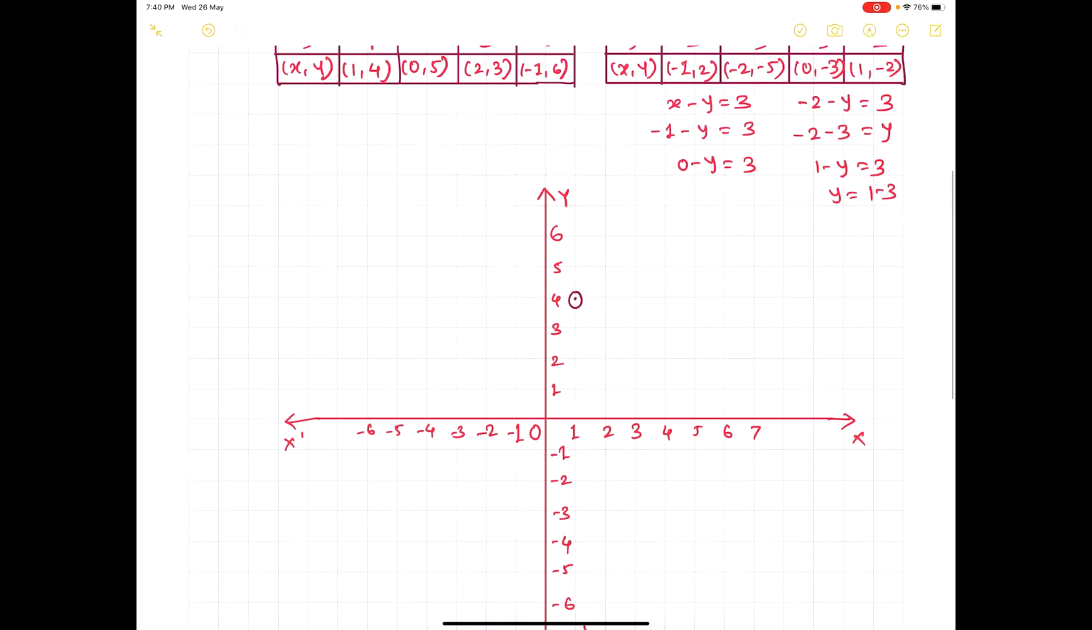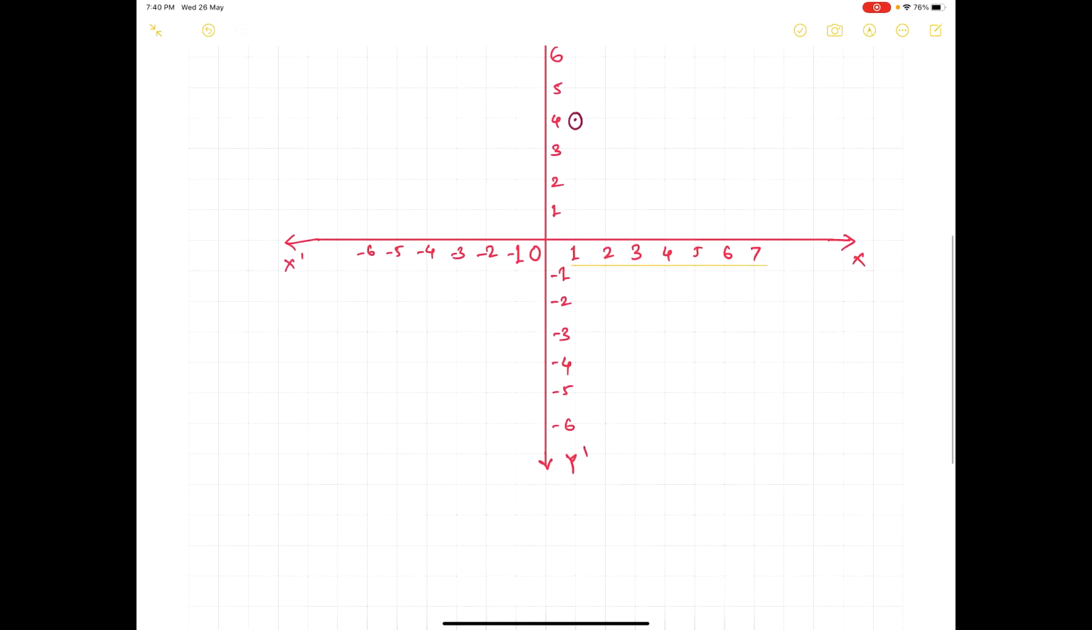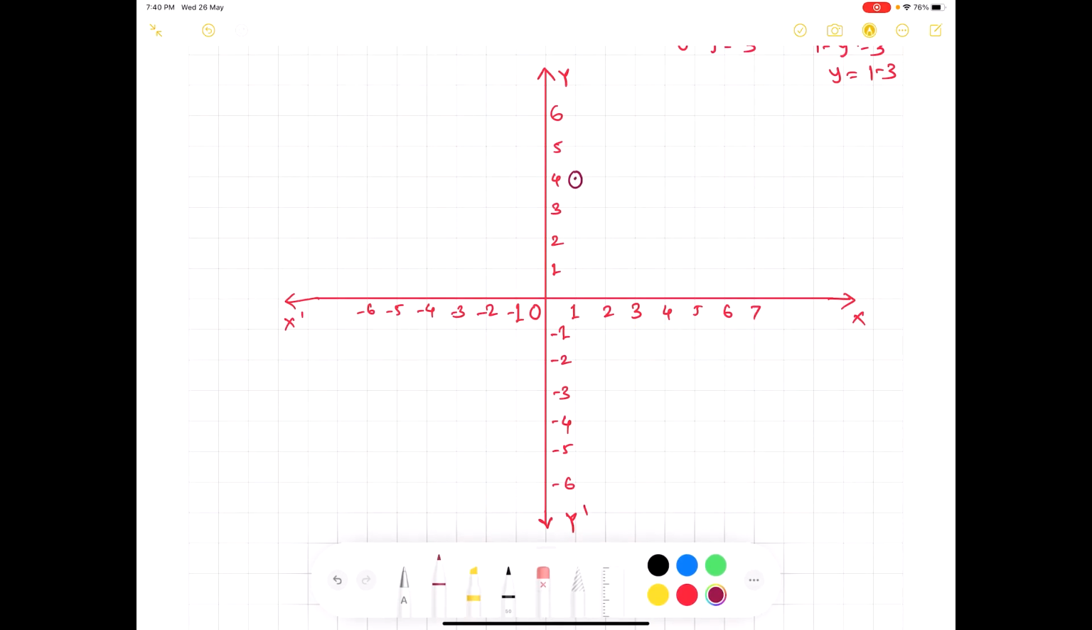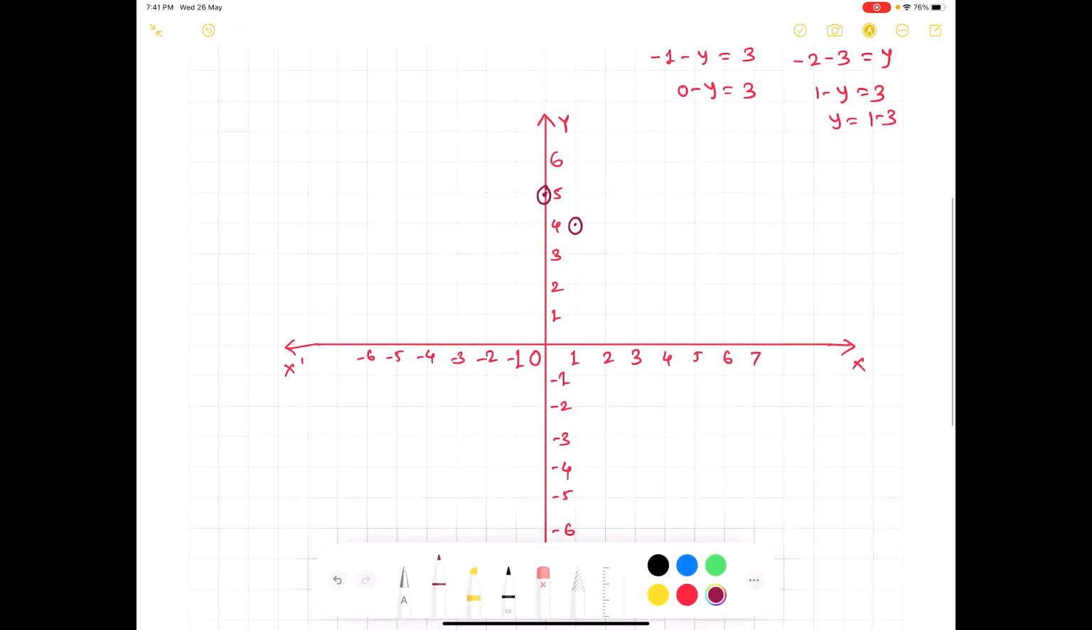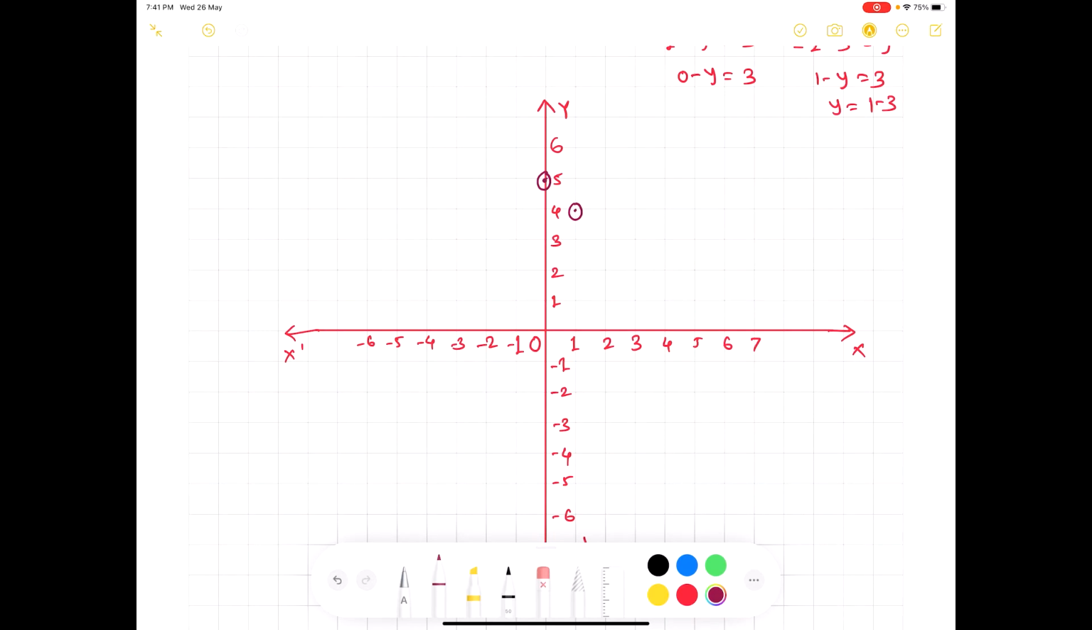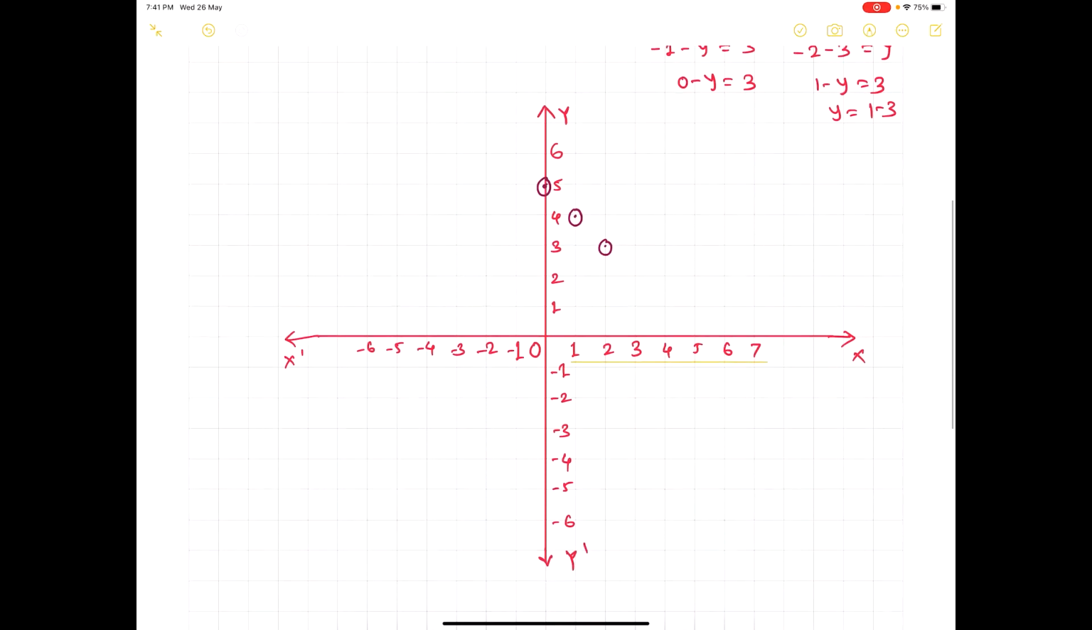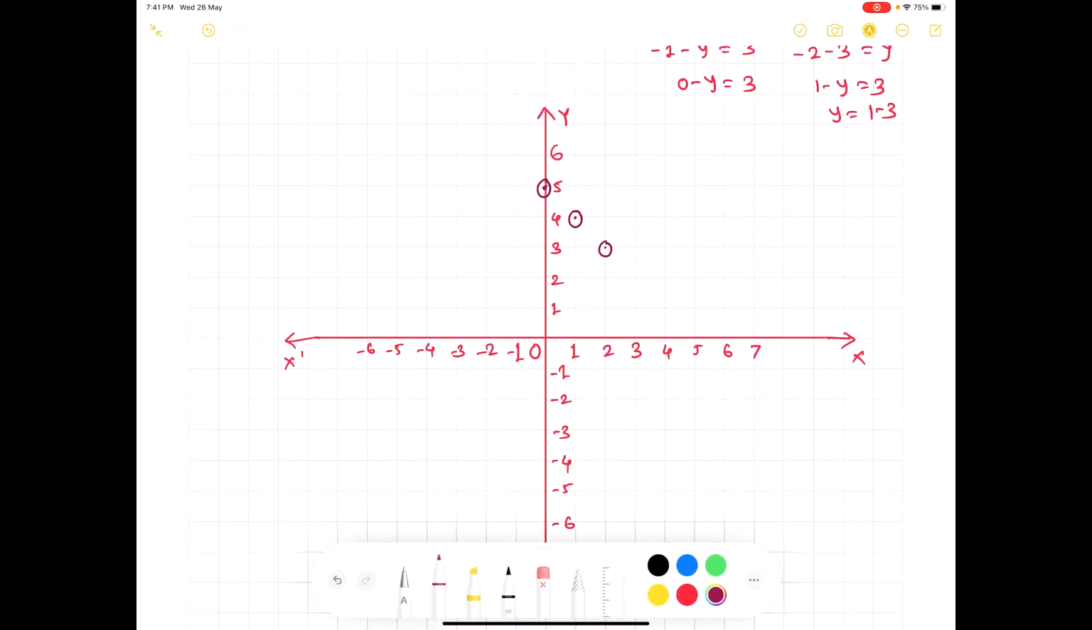What is the next point? (0, 5) and (2, 3). For (0, 5), if the x coordinate is 0, then the point is on the y-axis. Now the second, (2, 3). Where is 2? This is 2 and this is 3. Next, the fourth point, (-1, 6). Minus 1 means negative and 6 positive. Here. So these are the 4 points we obtained for equation 1.